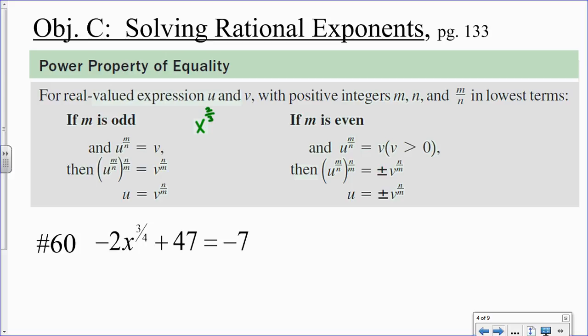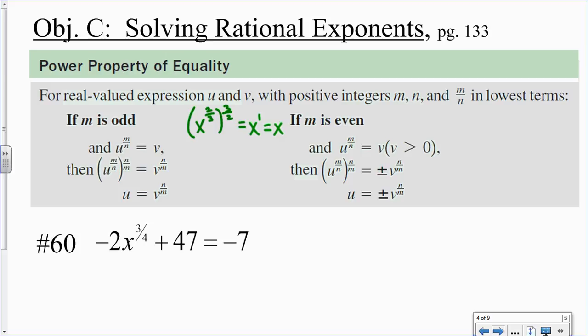Well, and they say m is odd, but don't worry about the odd or even just yet. Okay. Well, to get rid of this 2/3, we exponentiate both sides by the reciprocal of the 2/3, because what do you get when you multiply a fraction by its reciprocal? 1, which is x to the first, which is x. So that's how you get rid of a fraction that's an exponent. Your exponents are fractions, exponentiate both sides by the reciprocal.